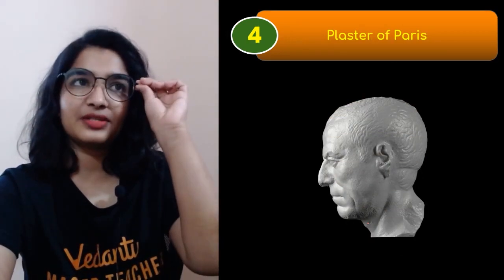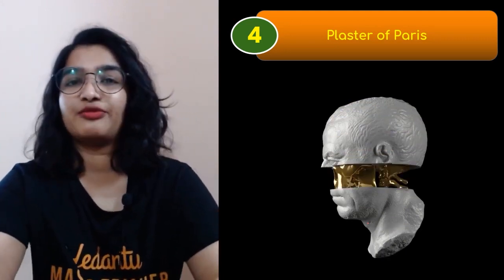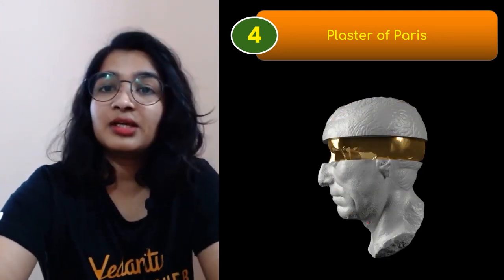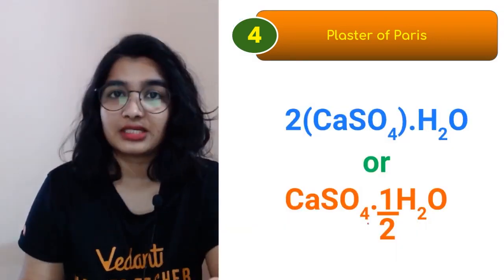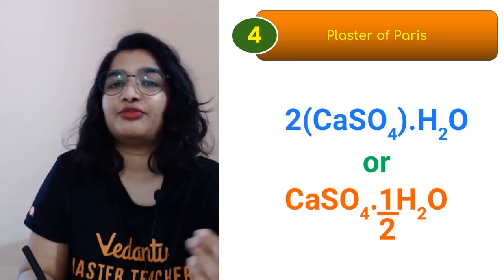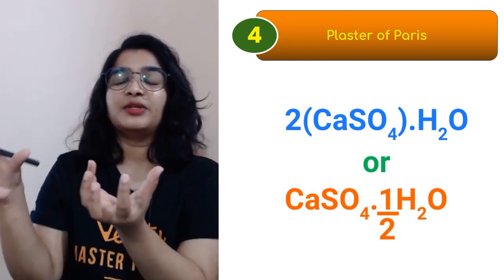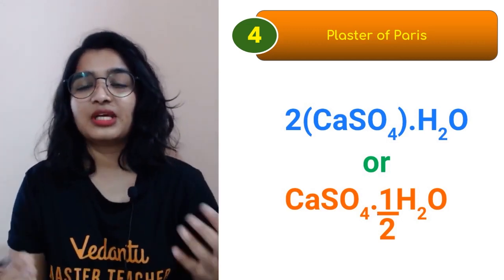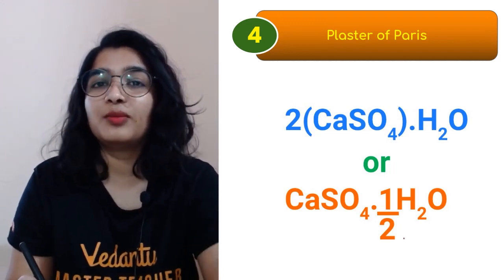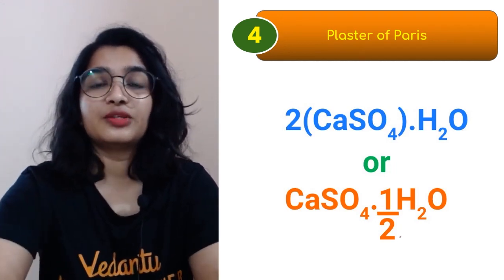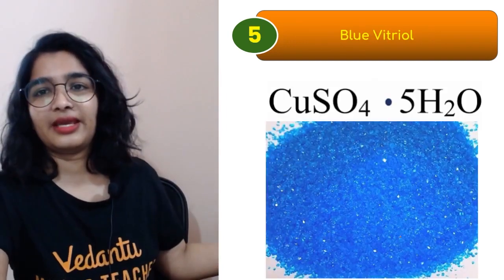Next, the fourth one is plaster of Paris, POP. That is how it is commonly known, plaster of Paris, right? But what is its chemical name? Calcium sulfate hemihydrate, because it has only half a molecule. One water molecule is shared between two formula units of calcium sulfate. So calcium sulfate dot half H2O is the chemical formula, and its chemical name is calcium sulfate hemihydrate. Hemi means half, deca means 10.